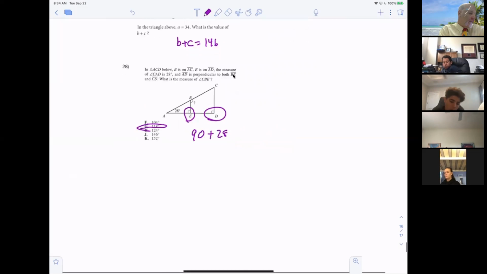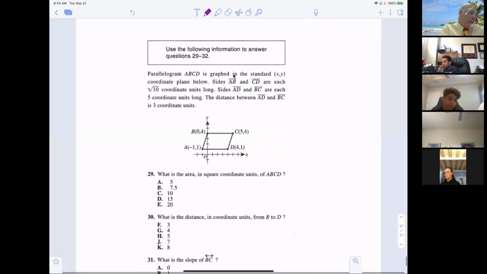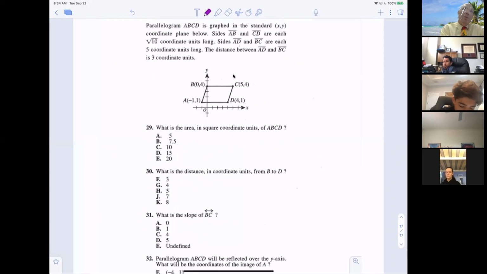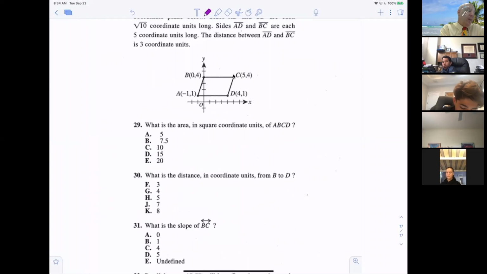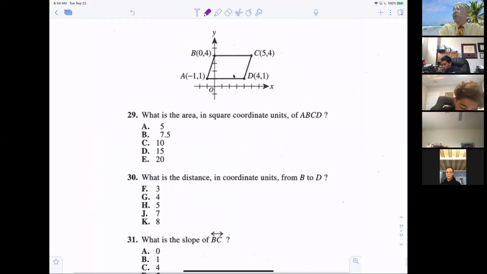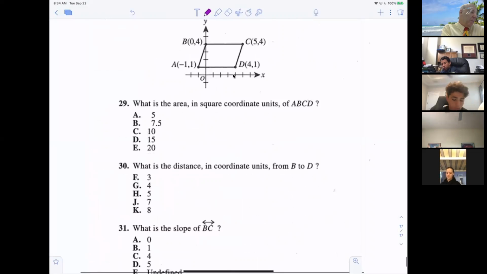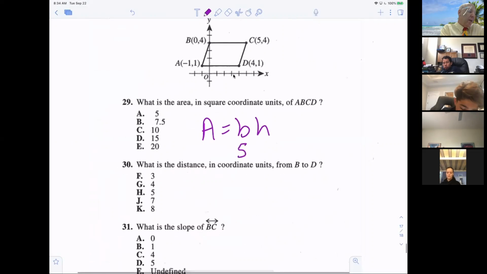All right, let's finish up. Okay, 29 to 32. What is the area of ABCD? Remember we're from what, 6th grade? What the area of a parallelogram is? Wow, I'm impressed. Area equals base times height. Now, somebody tell me what the base length is. And what's the height?